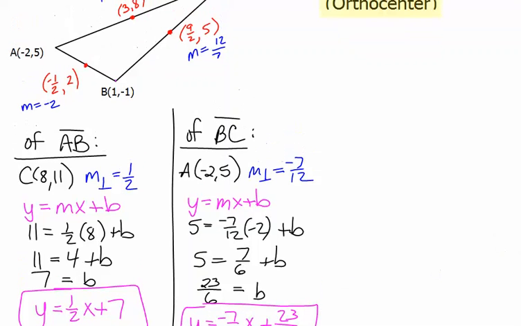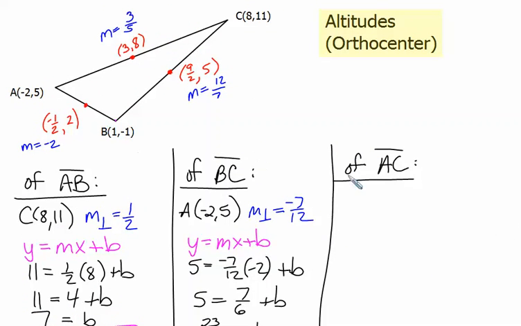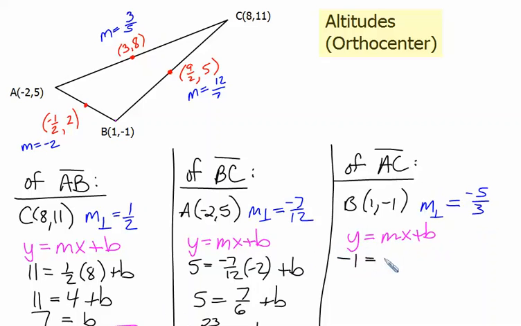One more equation that we need for an altitude, and that's going to be to side AC. So we'll go back up to the triangle. If we're doing side AC, we need to use point B. So it's going through the point (1, -1), and it'll be going perpendicular to side AC, which means our opposite reciprocal slope will be relative to 3/5. In this case, that opposite reciprocal will be -5/3. We will plug into y = mx + b to solve accordingly. The y is -1, the m is -5/3, our x is 1.